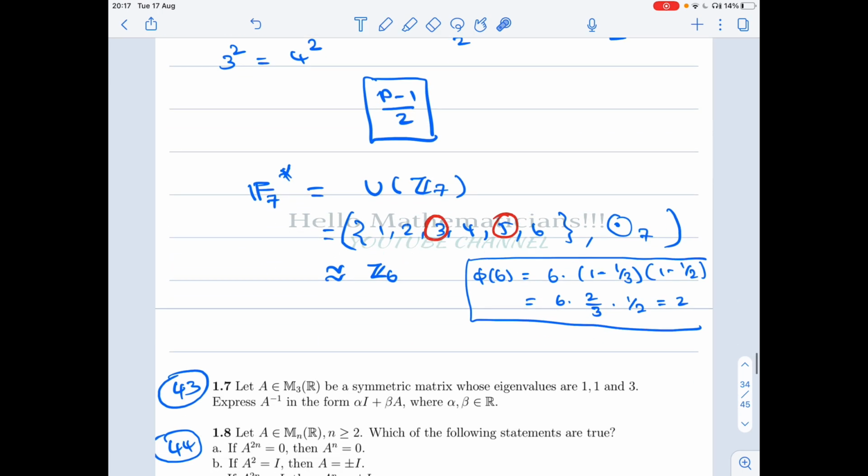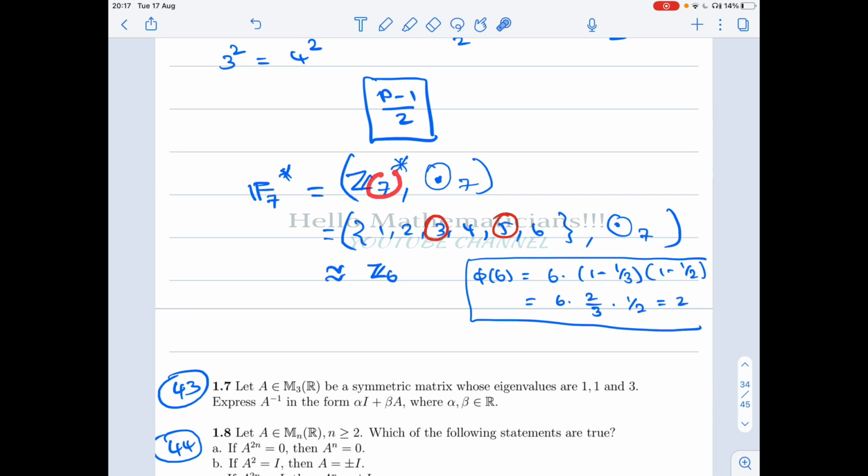So we have to look at the units. Sorry, we don't need to look at units. This was a typo. So we should look at Z7 star. This is a cyclic group with respect to multiplication modulo 7. So what are the generators? The elements are 1, 2, 3, 4, 5, 6 with respect to multiplication modulo 7.